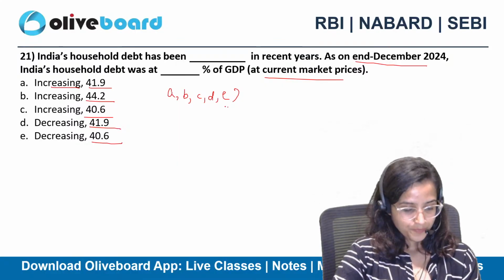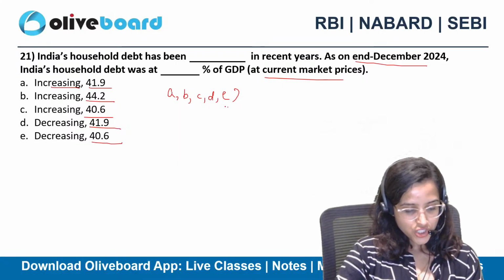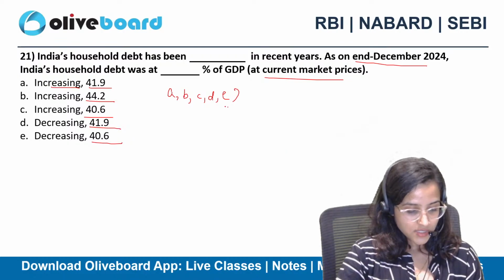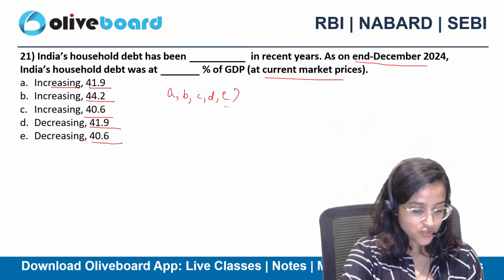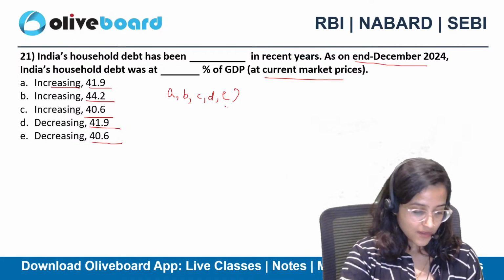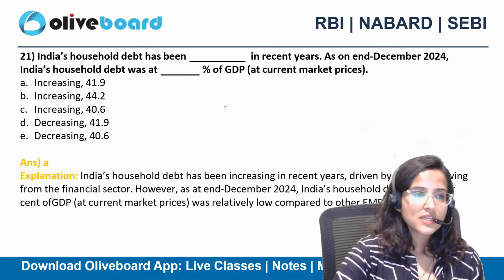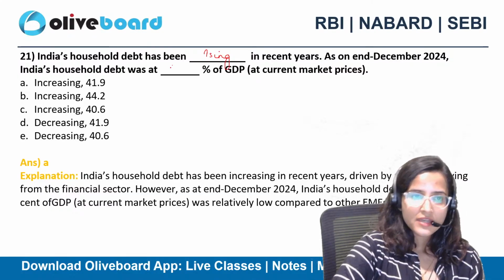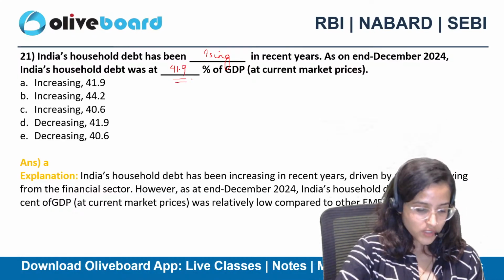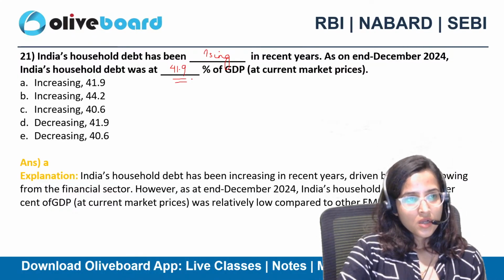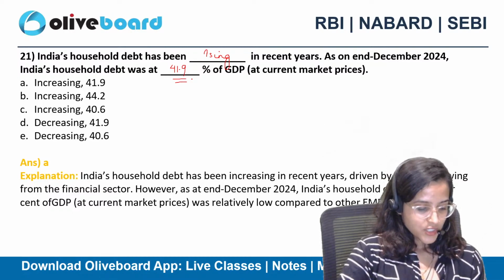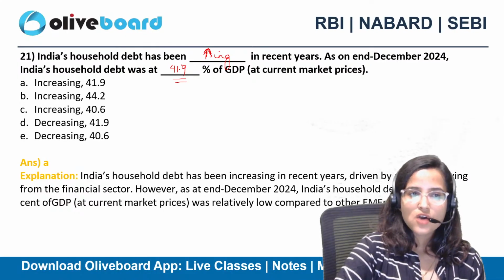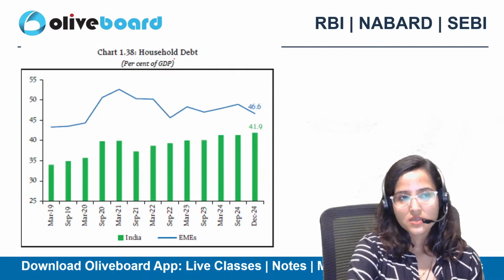21st question. Anurag and Ashish have given me... Acha, Anurag says A. Ashish says C. Abhigyan D. So anybody who wants to say B or E, है ना? Your answer is A. It has been increasing in recent years and at 41.9% of the GDP. So who gave me A as the answer? It was Anurag. Absolutely correct. It has been increasing in recent years and India's household debt was at 41.9%.